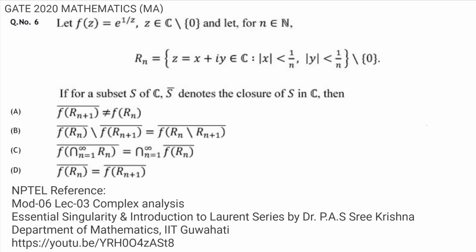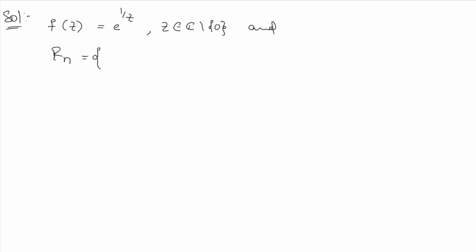So now coming to the solution, it is given that f of z is equal to e to the power of 1 by z for z in C minus singleton set 0, and the set Rn is given as the set of all complex numbers z equal to x plus iy, such that mod x is less than 1 by n and mod y is less than 1 by n, minus the singleton set 0.